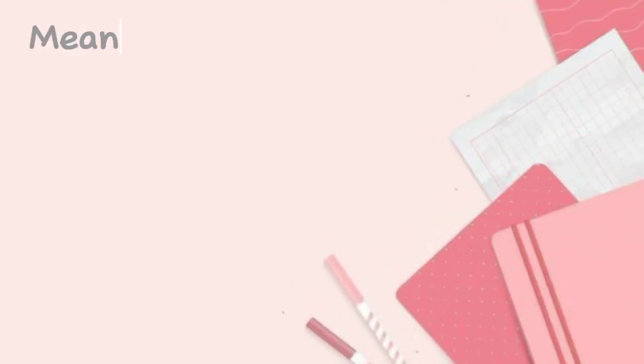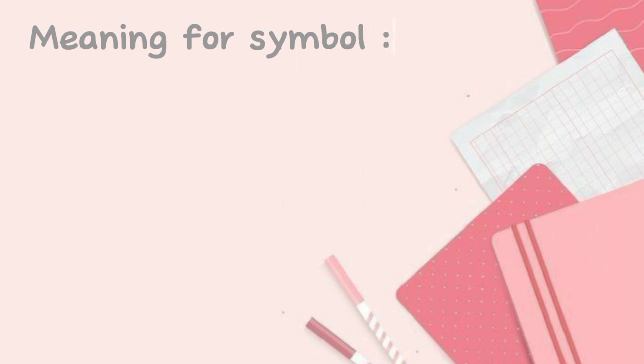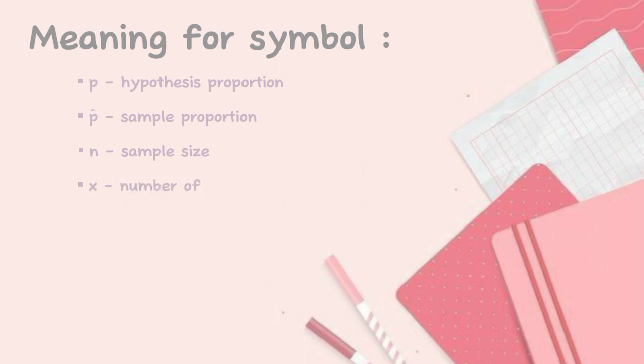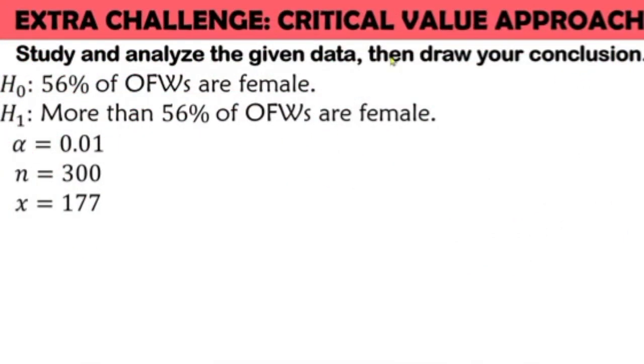The meanings of the symbols you may encounter are: first, P is the hypothesis proportion, P hat is the sample proportion, n is the sample size, and x is the number of elements or observed values. The formula for the sample proportion is equal to the observed values over the sample size. Now let us do the extra challenge using the critical value approach.